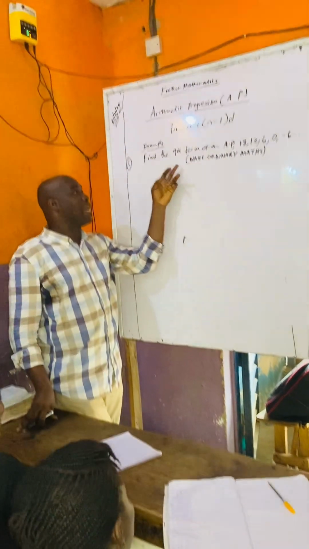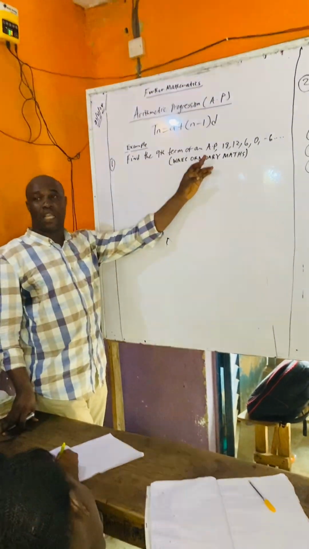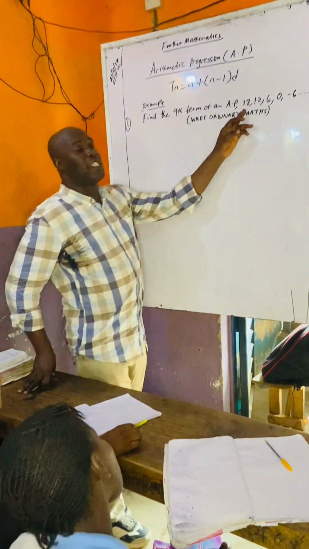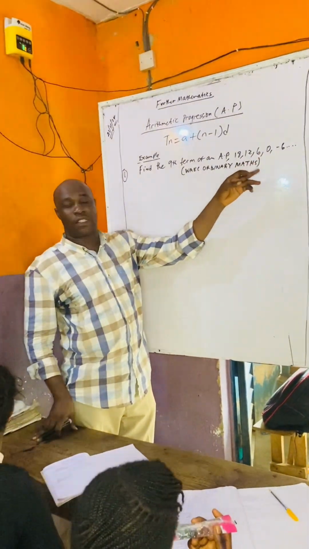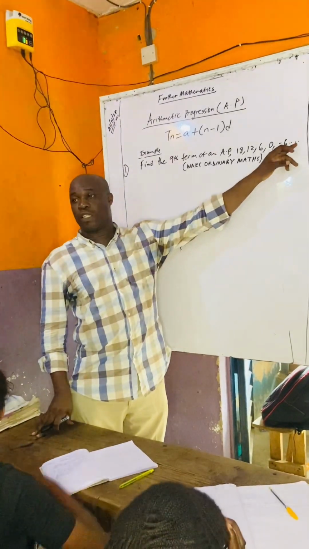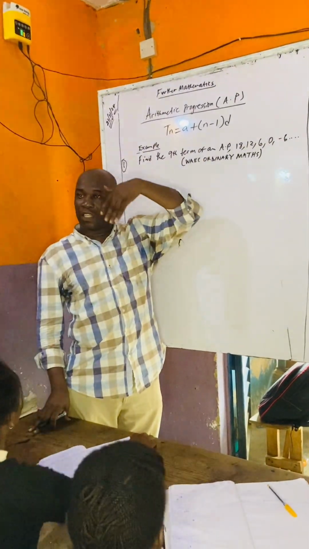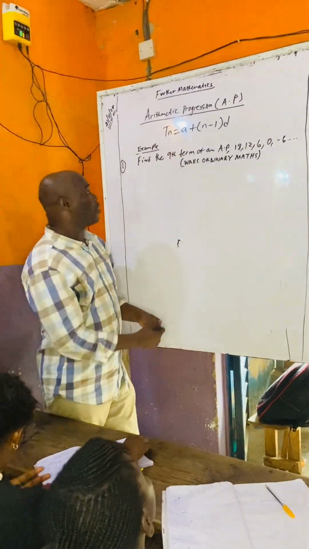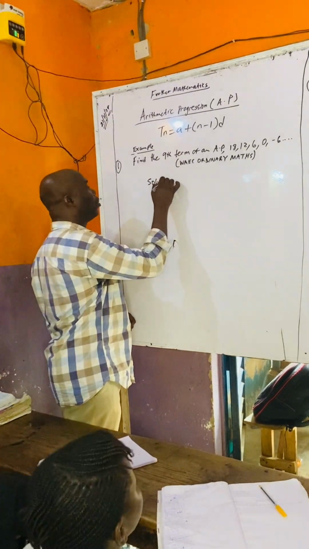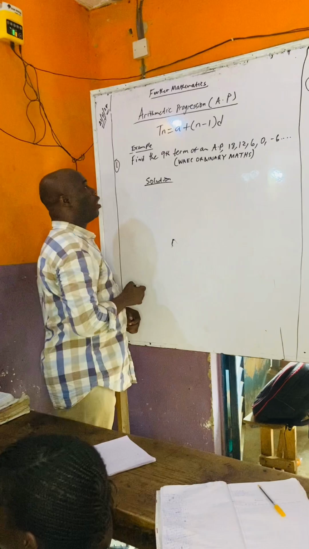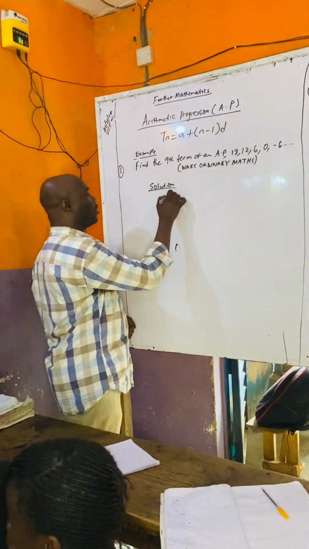The 9th term of an AP: 18, 12, 6, 0, minus 6. This dotted line means that the number still continues. So when you want to solve this, make sure you write solution. Alright, this is your formula.